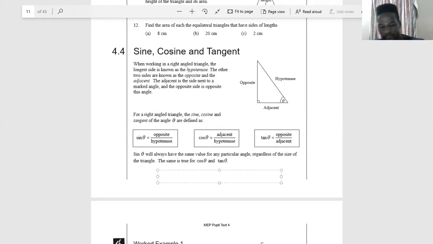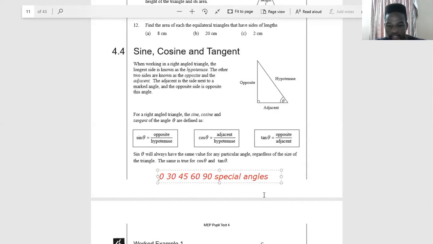We have 0, 30, 45, 60, and 90. Remember, since it's angles, you have to put degrees there. So it's 0 degrees, 30 degrees, 45 degrees, 60 degrees, and 90 degrees. We call these special angles.